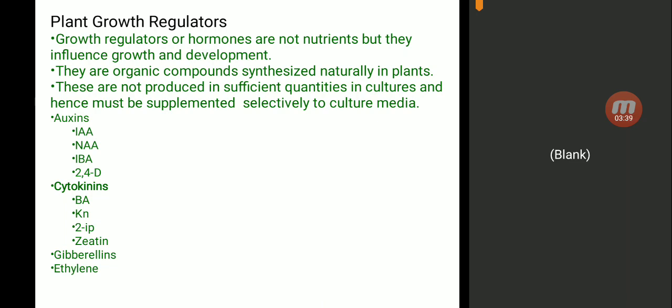So here are some examples of growth regulators: auxins and cytokinins. Auxins are IAA, NAA, IBA, and 2,4-D, and cytokinins are BA, kinetin, 2iP, and zeatin. There are other hormones like gibberellins and ethylene that can also be used in tissue culture for growth.